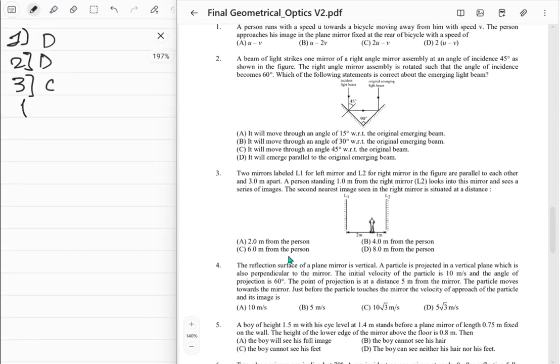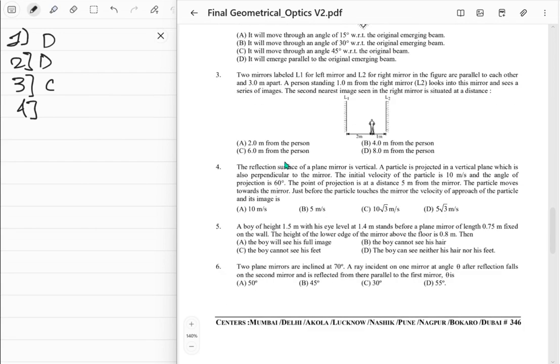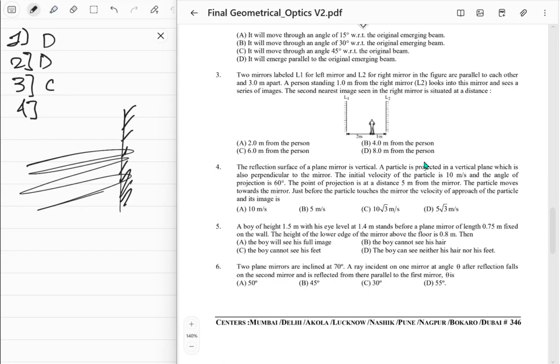Fourth, the reflection surface of a plane mirror is vertical. A particle is projected in a vertical plane, which is also perpendicular to the mirror. The initial velocity of the particle is 10 meters per second and the angle of projection is 60 degrees. Wait, what? The reflection surface is vertical, so something like this, right? So the paper's plane is like a horizontal plane, and this thing is vertical.